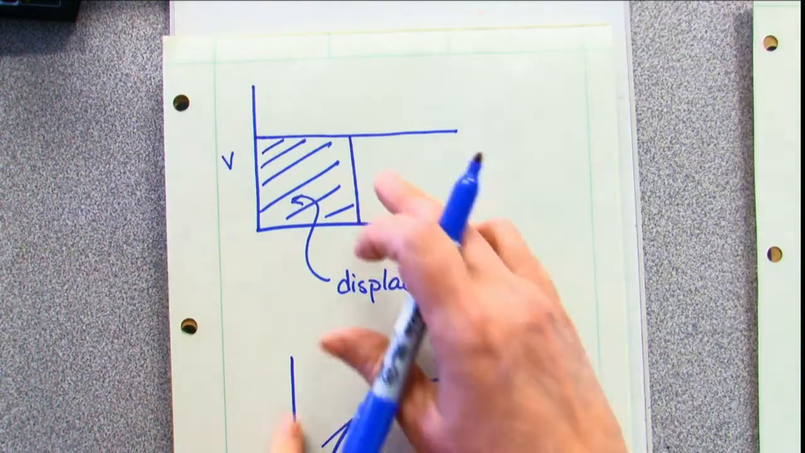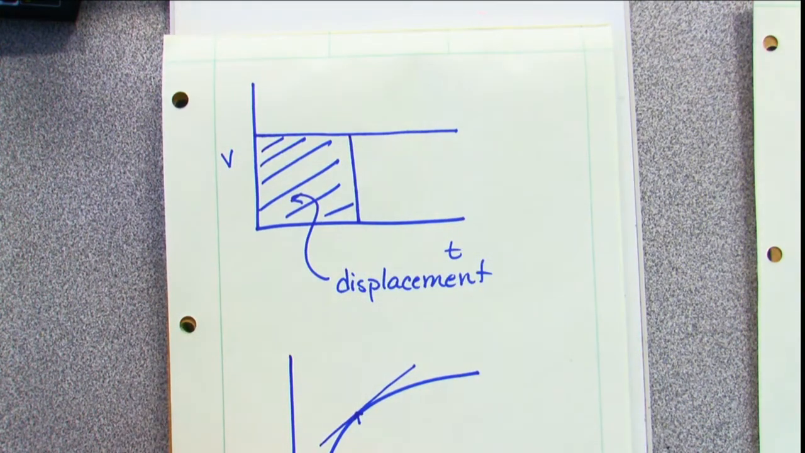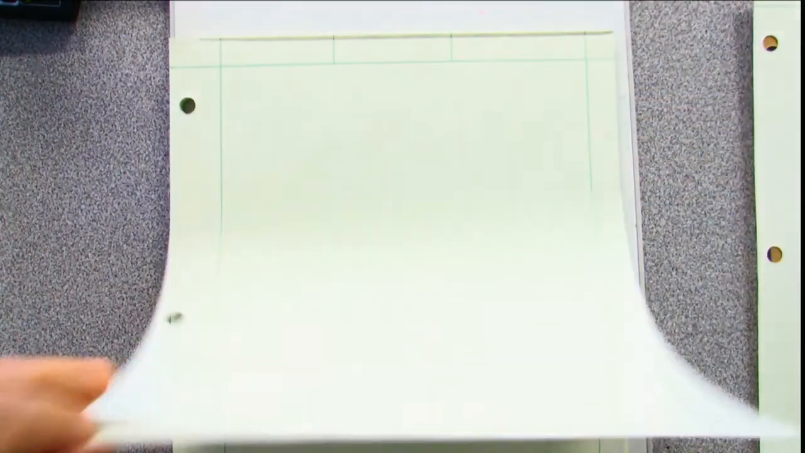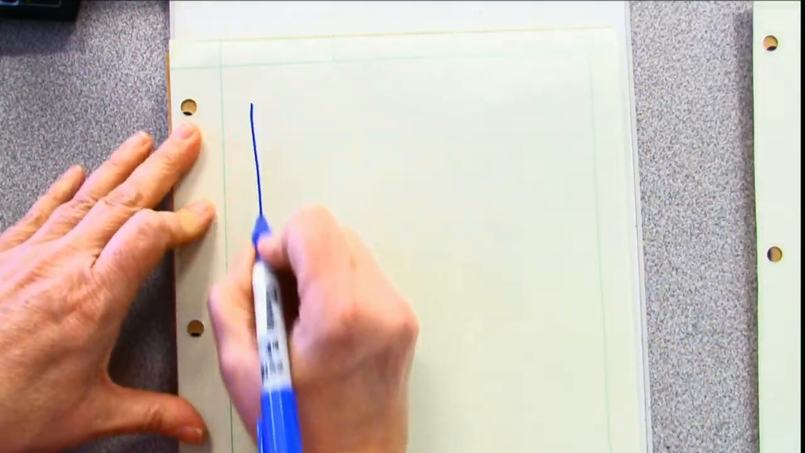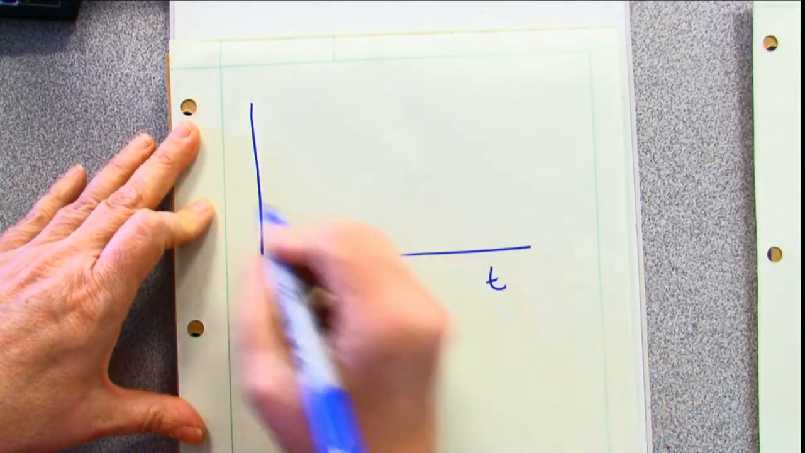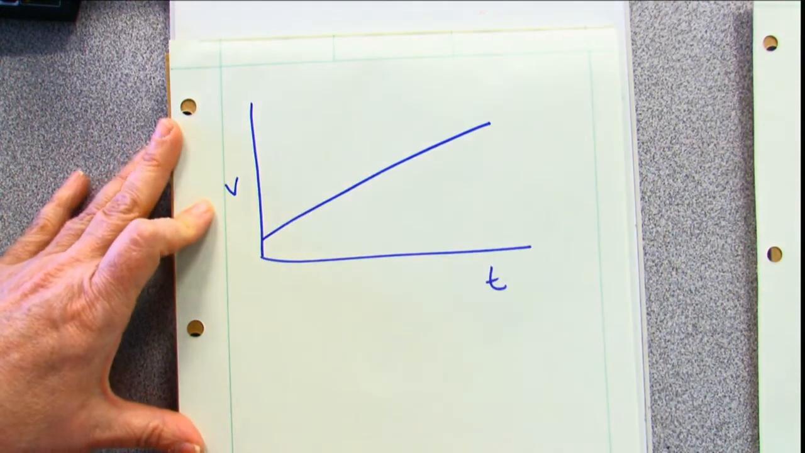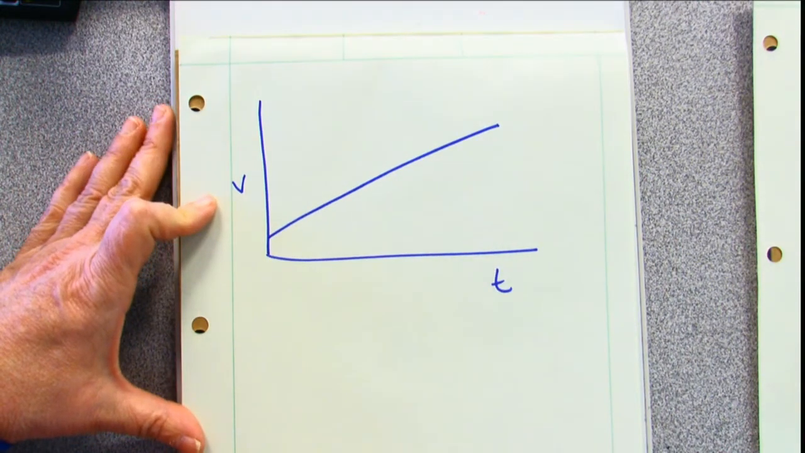Now I can do the same thing with my velocity versus time curve and not be at a constant velocity, actually have an acceleration. So if I have a velocity versus time plot that looks like this, that tells me I have a constant acceleration.